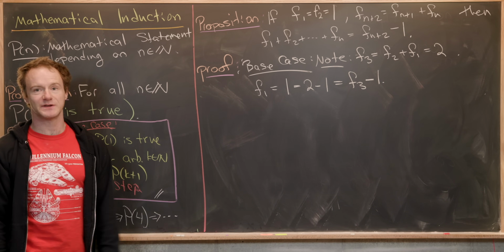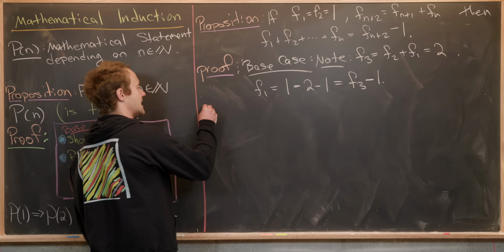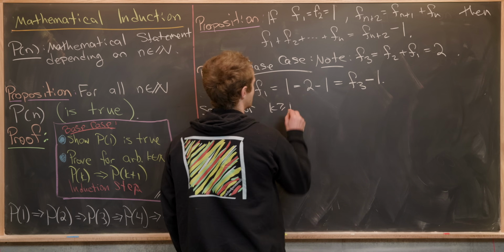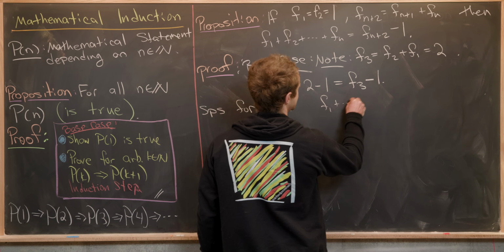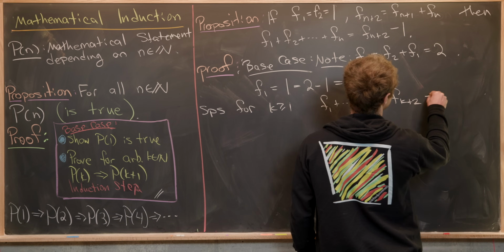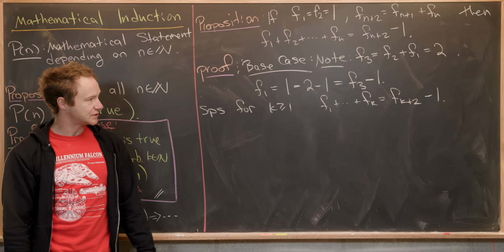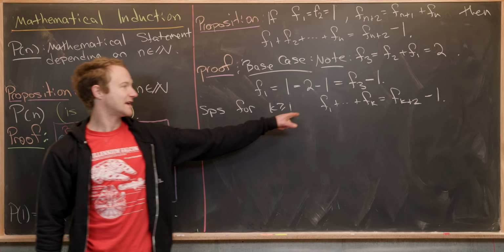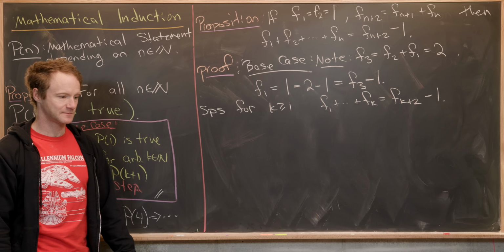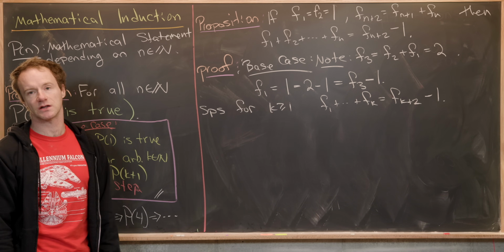So now let's jump into the induction step. So we'll suppose this is true for some k. So let's suppose for some k bigger than or equal to 1, the sum of the first k Fibonacci numbers equals f sub k plus 2 minus 1. And then as we've been doing, we want to take the left-hand side of this equality and look at the next case and use our induction hypothesis to prove that the next case follows.